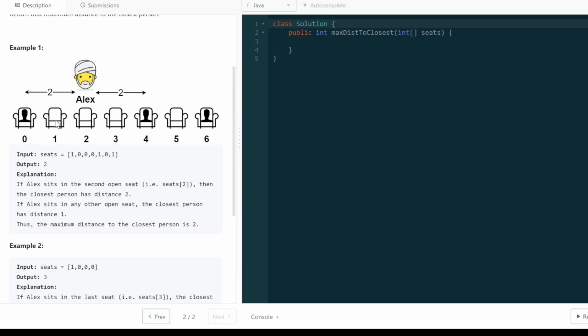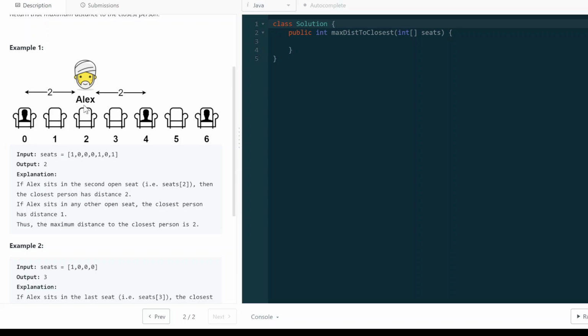So what will be the maximum distance? Here it is zero distance, so it is only one unit of distance. Here it is one, two, three. So what will be the answer? One, because one will be the minimum, right? So we always have to take the minimum.